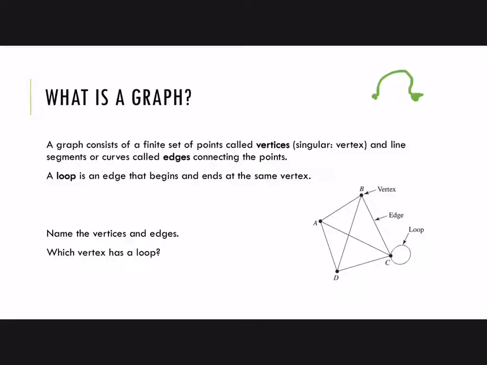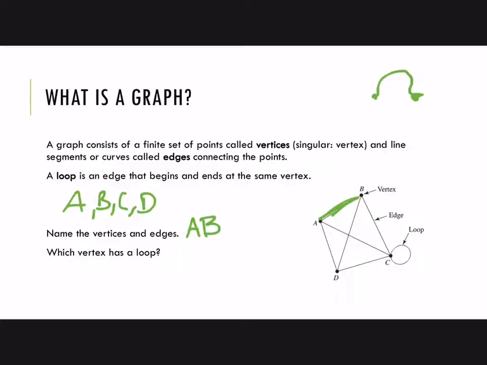Alright, so if we go through and name the vertices, vertices get named with capital letters. So the vertices in this graph would be A, B, C, and D. Pretty easy. Edges get named similar to how we would name them in geometry. We list the first and last vertices, kind of like the endpoints of those edges. So for this edge, I could talk about edge AB.